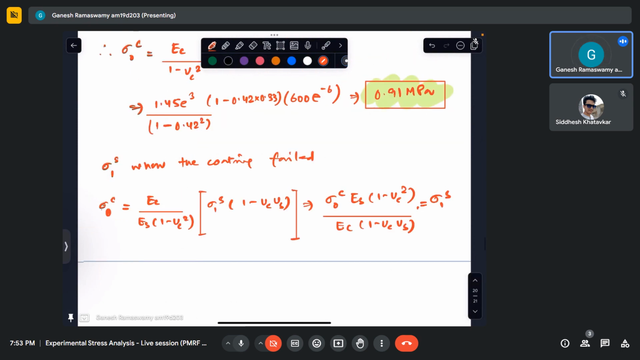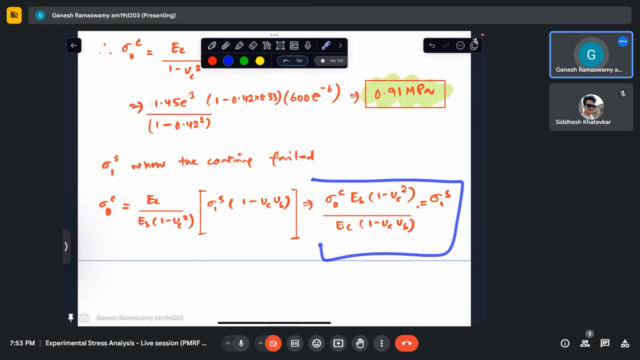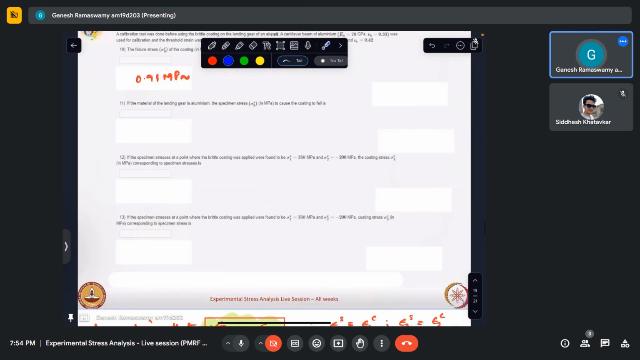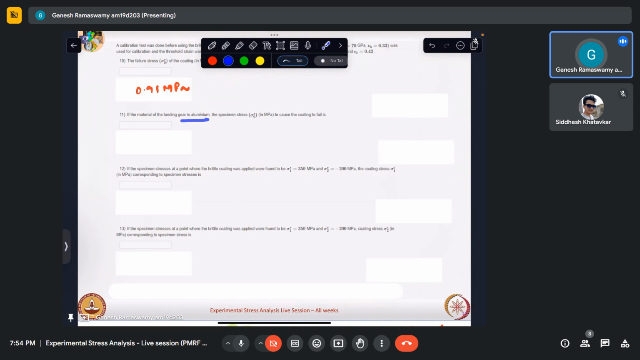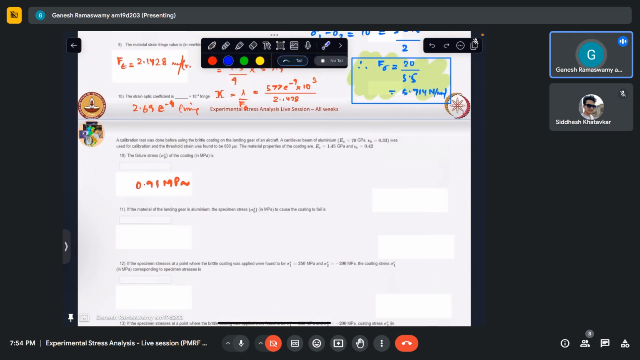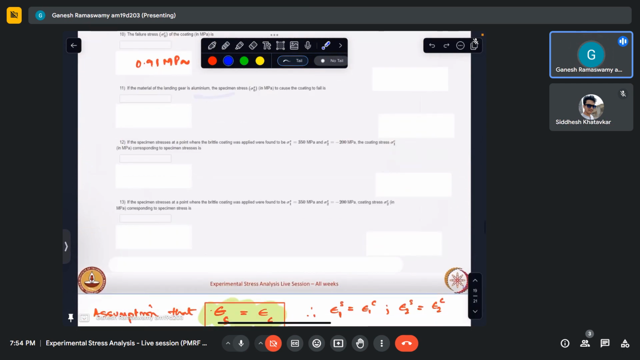Now this is so because the question says that let the landing gear also be of the material aluminium. In such a case, what would the specimen stress be when the coating fails? So there is no mismatch between what metal the calibration was done on and what metal the landing gear is made of. If it happens to be a different material, then there would be a mismatch that we need to account for, which is discussed in one of the problems discussed earlier.